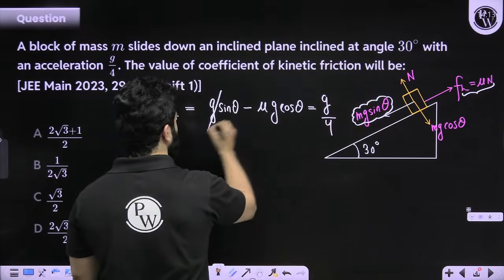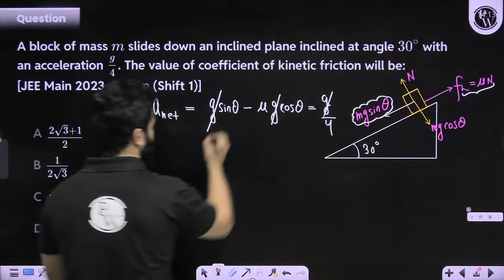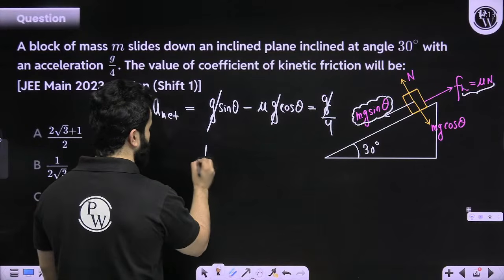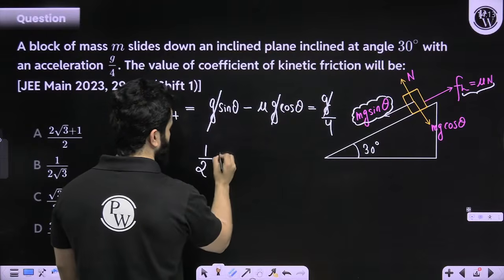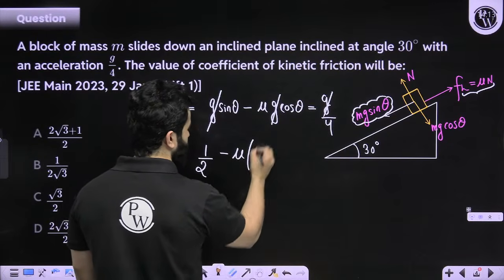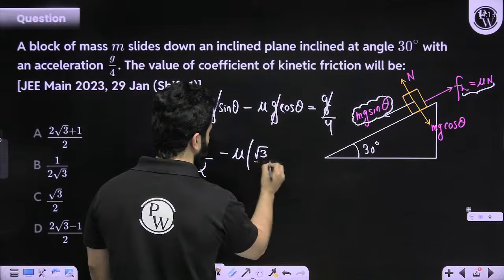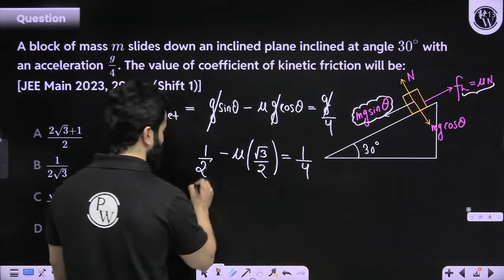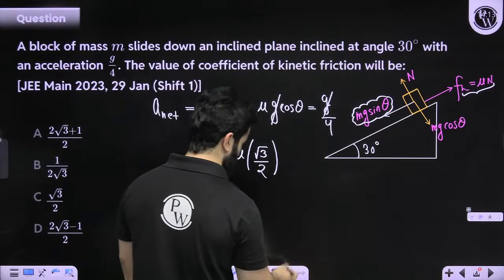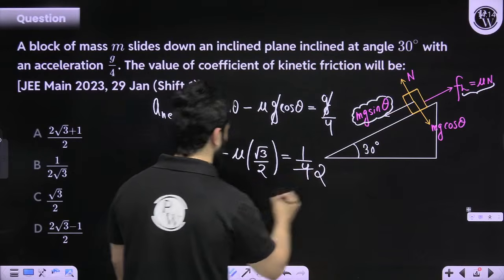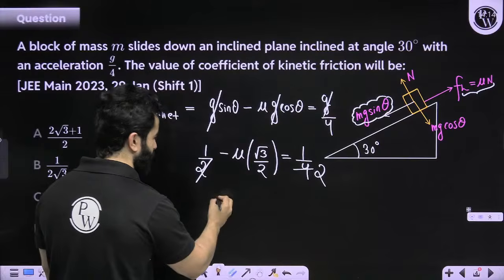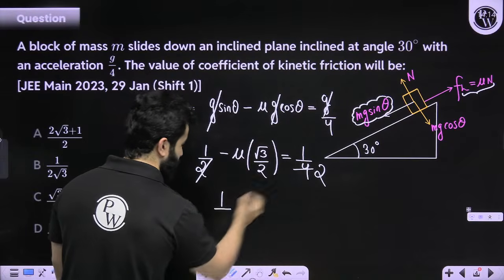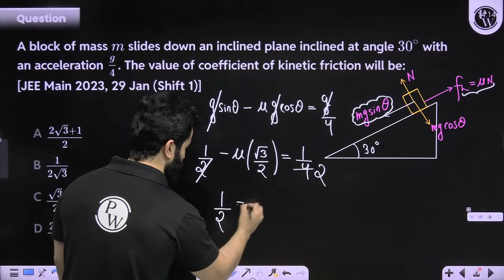So we can cancel out g. Instead of sine 30, we are going to write 1 by 2. We have to find out the value of mu. Instead of cos 30, we are going to write root 3 by 2. And we are going to get 1 by 4. So this will become 2. This will become 2. Right? And after this, I think almost we have got our answer. We are going to get 1 by 2 and we are going to get mu.